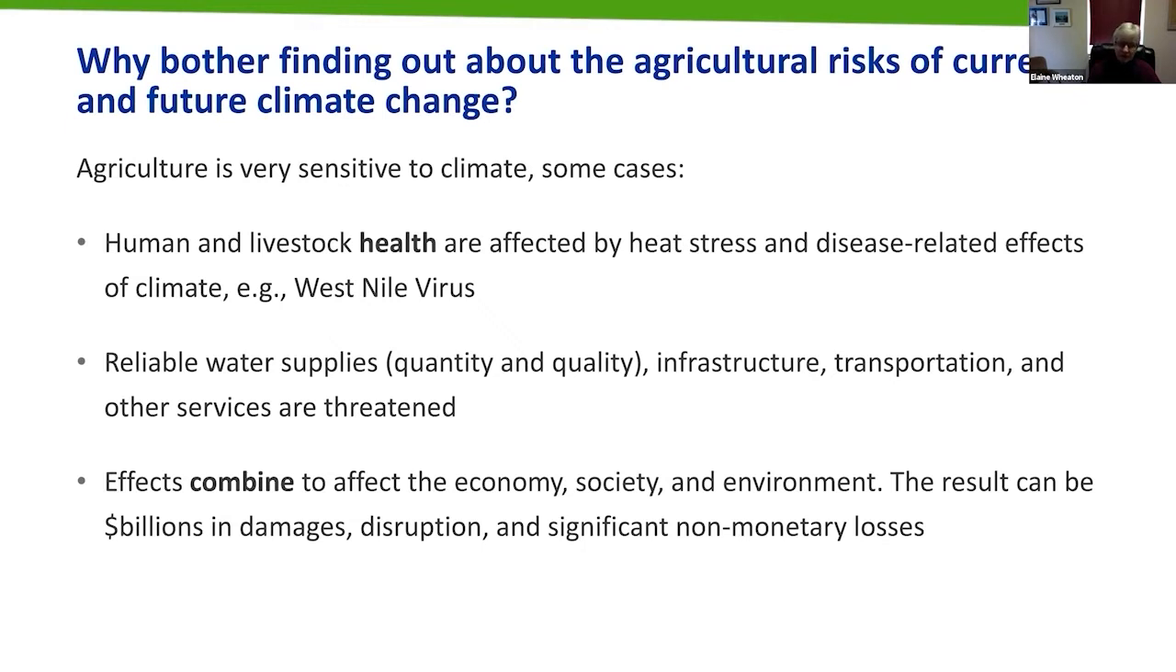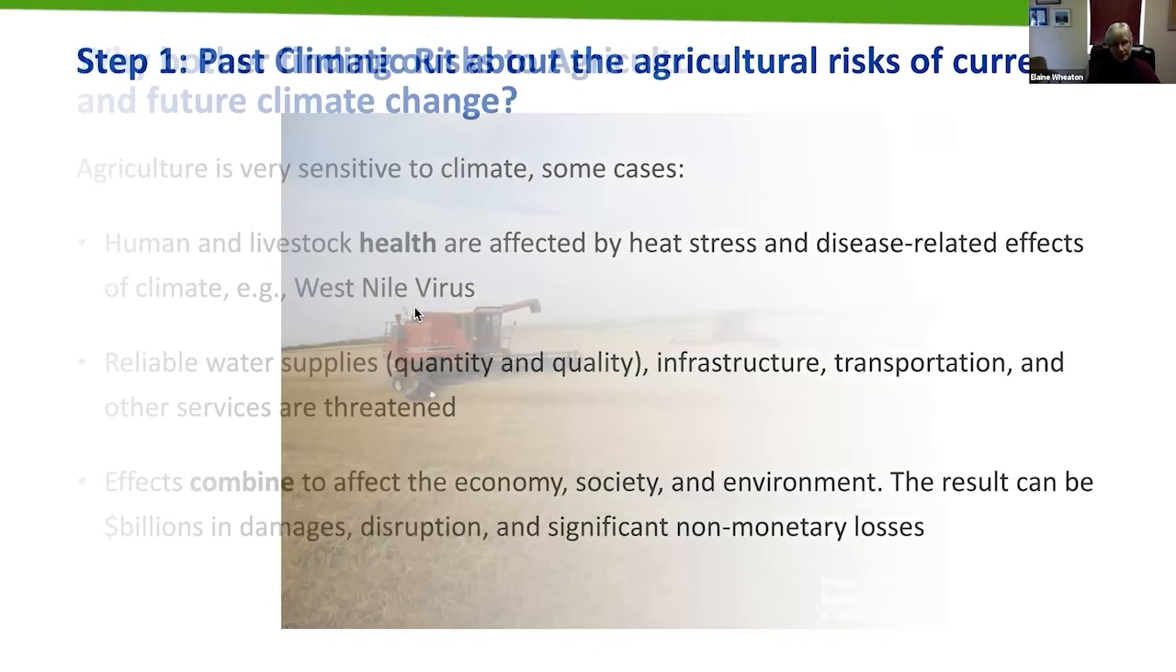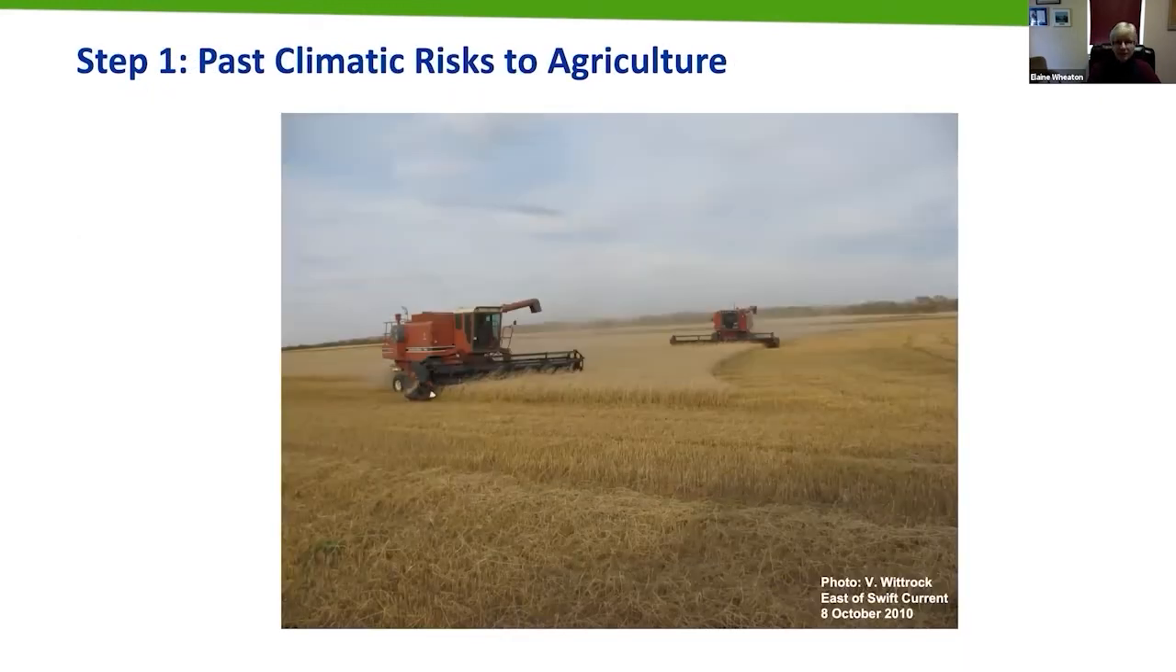It's critical to look at the combination of these effects, as they can combine to really affect not only the economy, but society, environment, and health. Lots of possibilities for harm. So I have several parts here, about 5 parts. This first part is a closer look at the climate risks to agriculture, addressing that question.